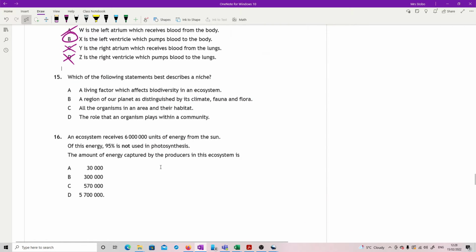Just do we know a KU point on this one? Which of the following statements best describes a niche? It is the role that it plays. That's what you look for. You look for that term role. Okay, and that's it.